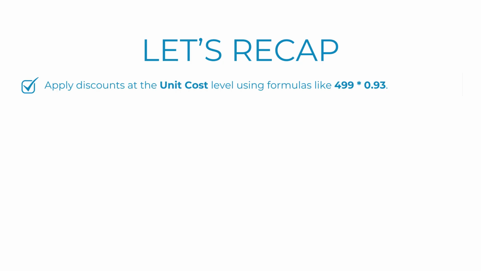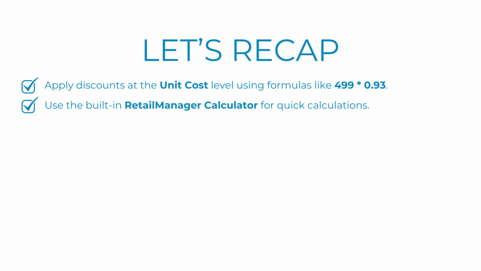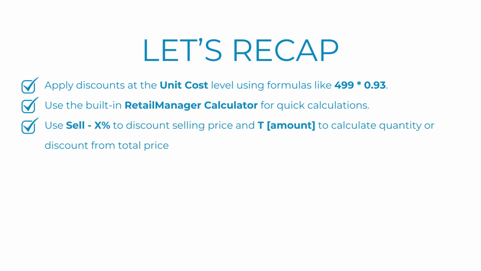Let's recap the key points. Apply discounts at the unit cost level using formulas like $499 by 0.93. Use the built-in RetailManager calculator for quick calculations. Use Sell minus X% to discount selling price, and T amount to calculate quantity or discount from total price. Use F2 or the Assist icon to launch the calculator.